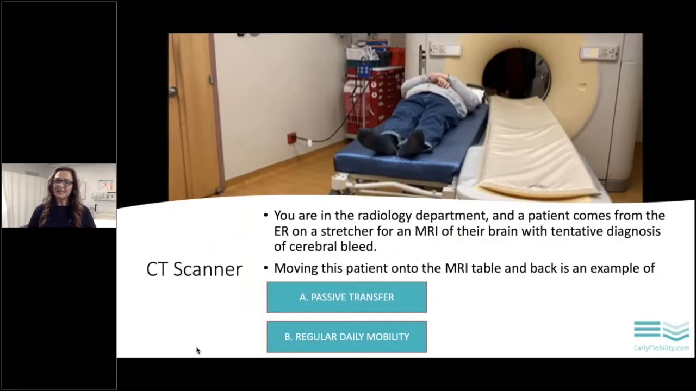So let's practice. You are in the radiology department and a patient comes from ER on a stretcher for an MRI of their brain with tentative diagnosis of a cerebral bleed. Moving this patient onto the MRI table and back is an example of what? Take a moment. If you're in a group, discuss it with a co-worker. If you're watching this by yourself, just take a second to think through what it would be. And this is, in fact, a passive transfer. We don't want the patient to actively participate in this movement.